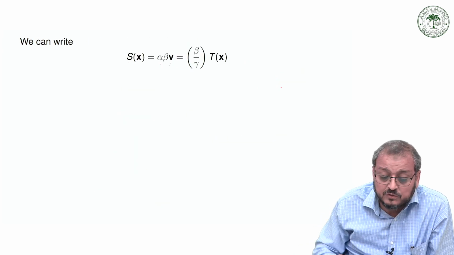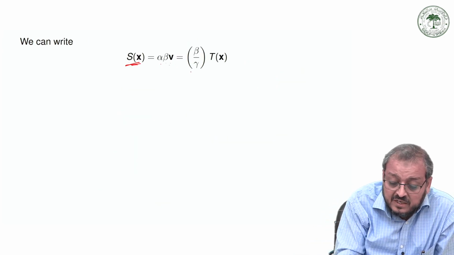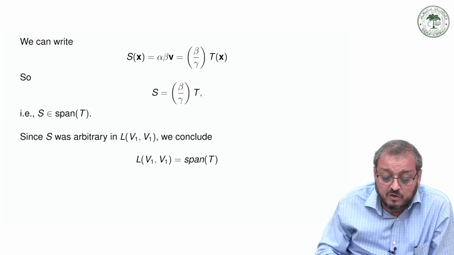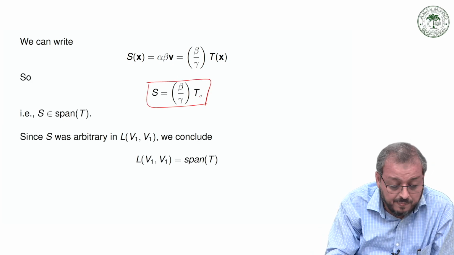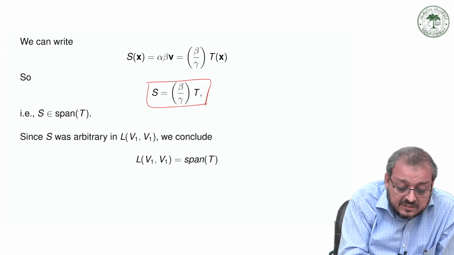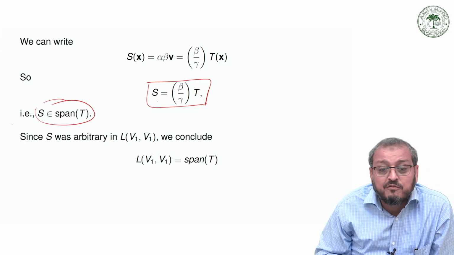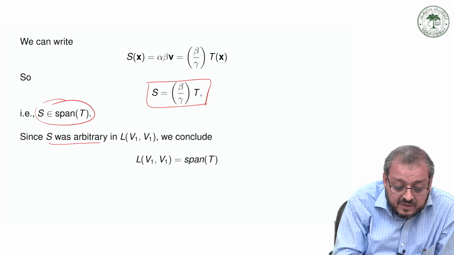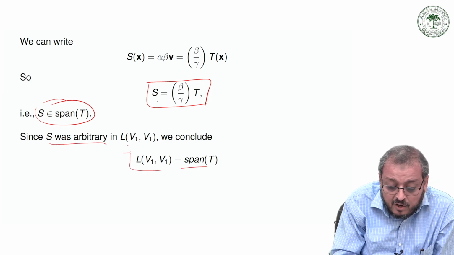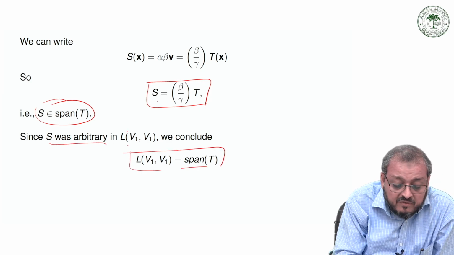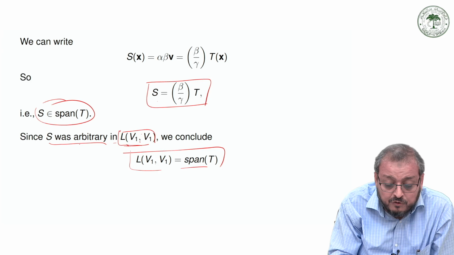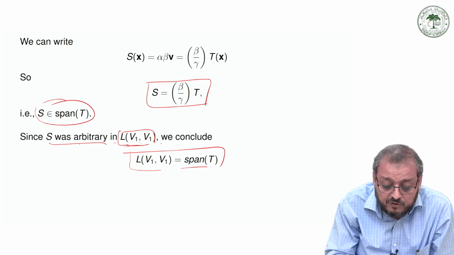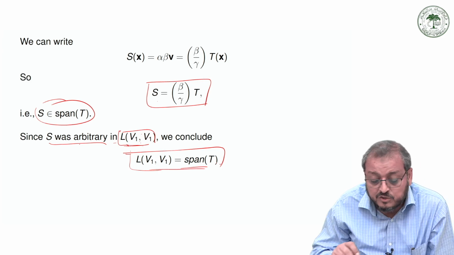So we write it in this form. Then S of x can be written as a linear combination of the vector T of x. So S can be written as some scalar multiple of T, which means S belongs to the span of T. Now S was arbitrary, an arbitrary vector chosen from L of V1, V2. So if S is an arbitrary vector in L of V1, V2, then we can say that L of V1, V2 is equal to the span of T.